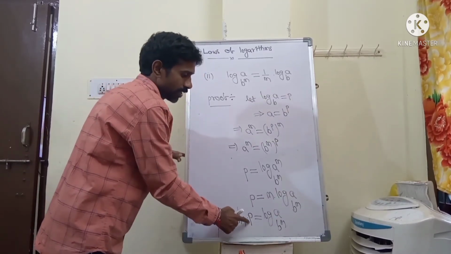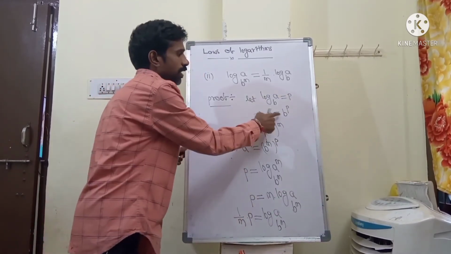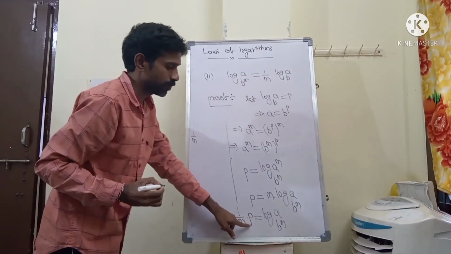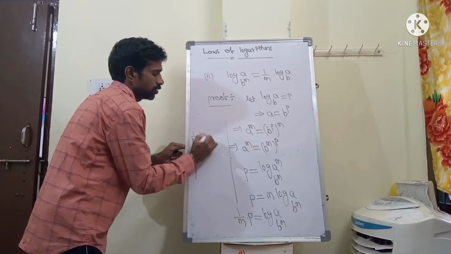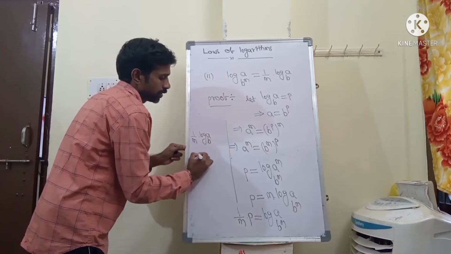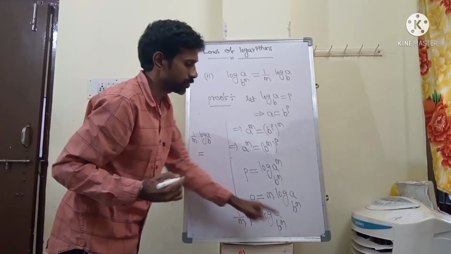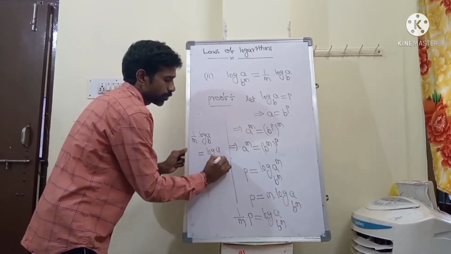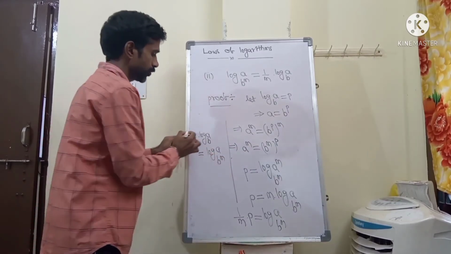So now replace the p value. Here p is equal to what? Log a to the base b. So we get 1 by m into log a to the base b, equal to log a base b power of m. So it is proved.